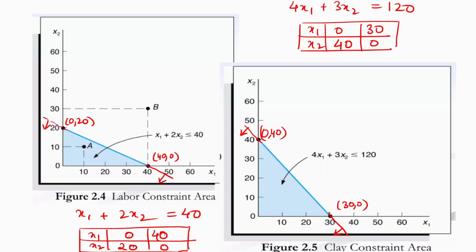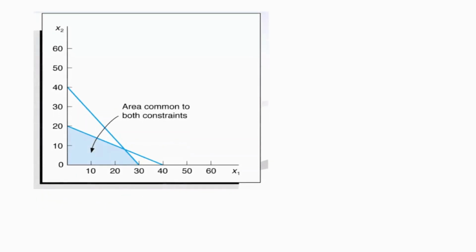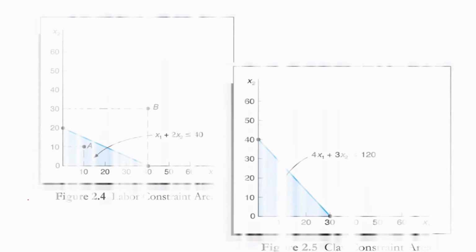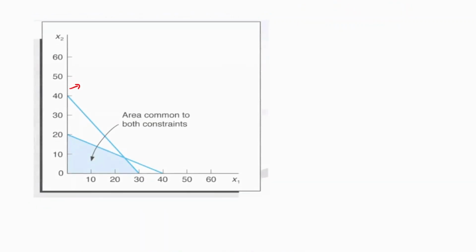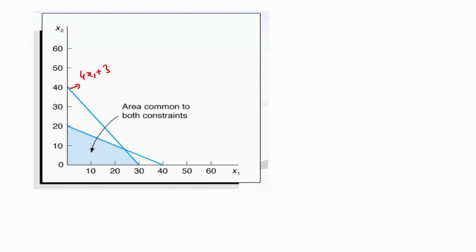Now this is just separate to make you understand, but when you are doing it in your exam, you will be plotting only one graph and both the lines would be there on a single graph. So here you would see that this is 4x1 plus 3x2 less than equals to 120, and this one is x1 plus 2x2 less than equals to 40.